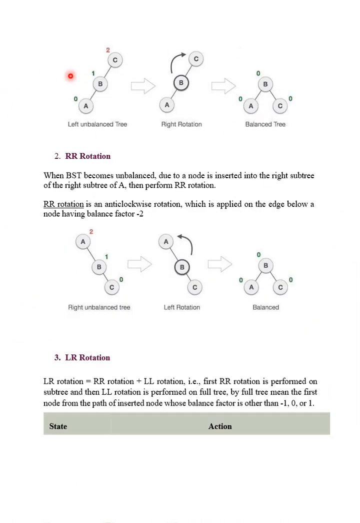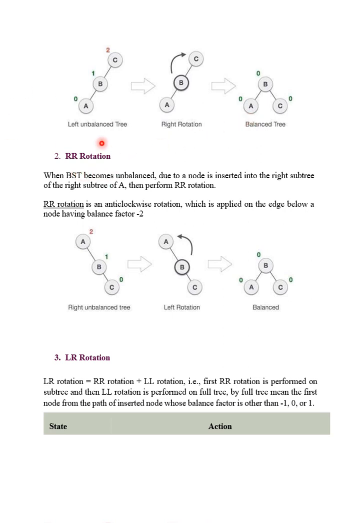See this example, LL rotation. If I am inserting A here, the balance factor is 0 for this one, and for this one the balance factor is 2. In this case we have to apply LL rotation, just one clockwise rotation. So B now becomes the root node, A is the left child and C is the right child. Now check the balancing factor, it is balanced.